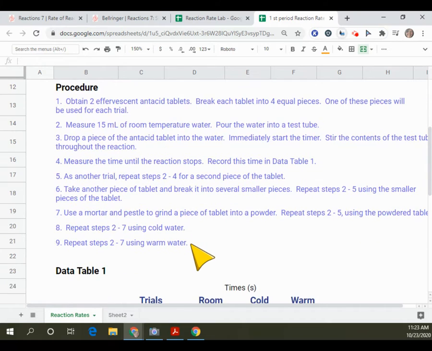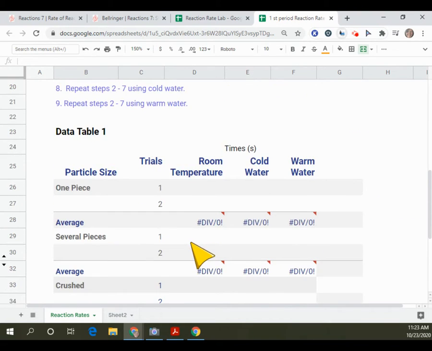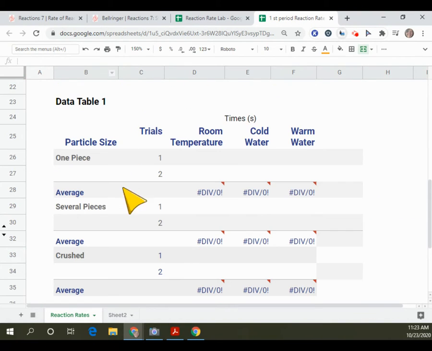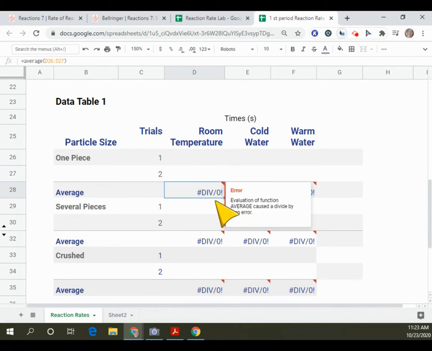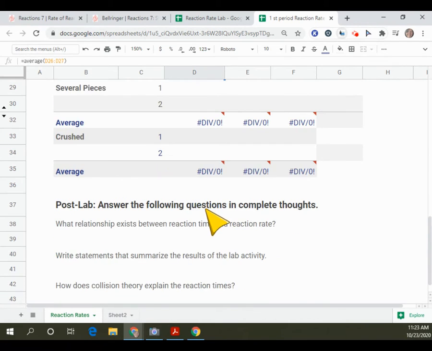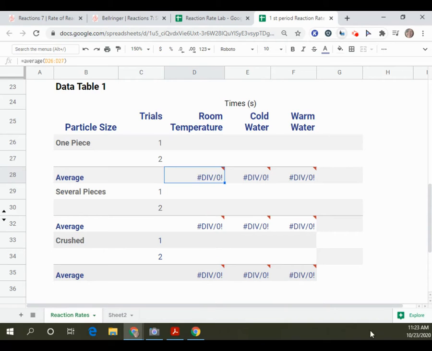So let's go ahead through the lab itself. We're going to be recording our data here in the data table 1. You might notice here this error. It's because there's no information in there yet. When you type in information, the formula will create your average for you. So that's done for you already. And then you're going to have post-lab questions to answer. So let's fill in the data table.